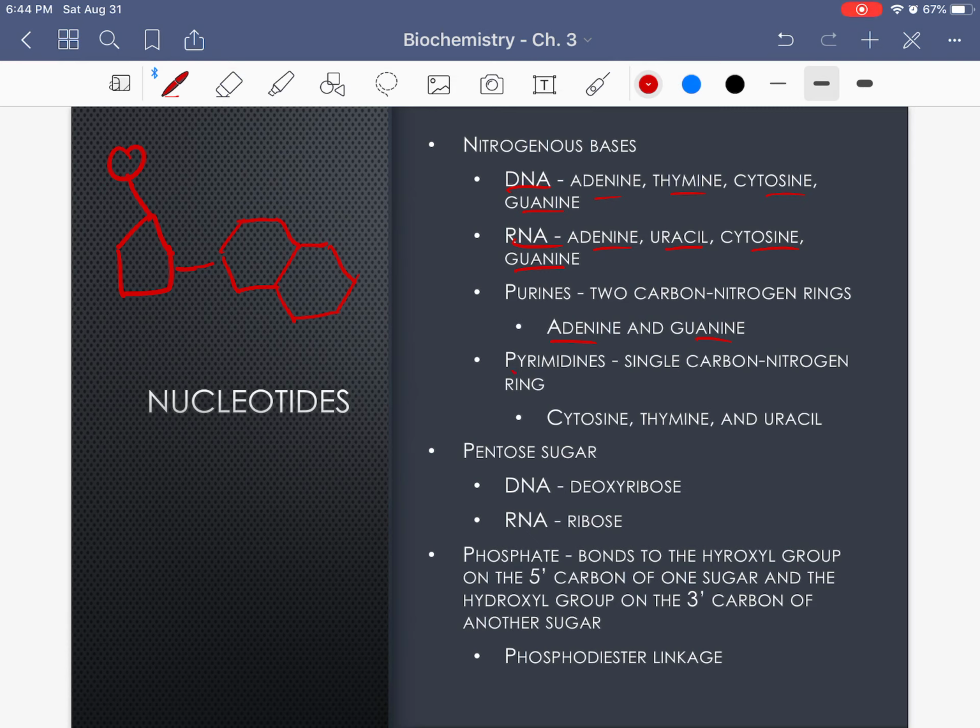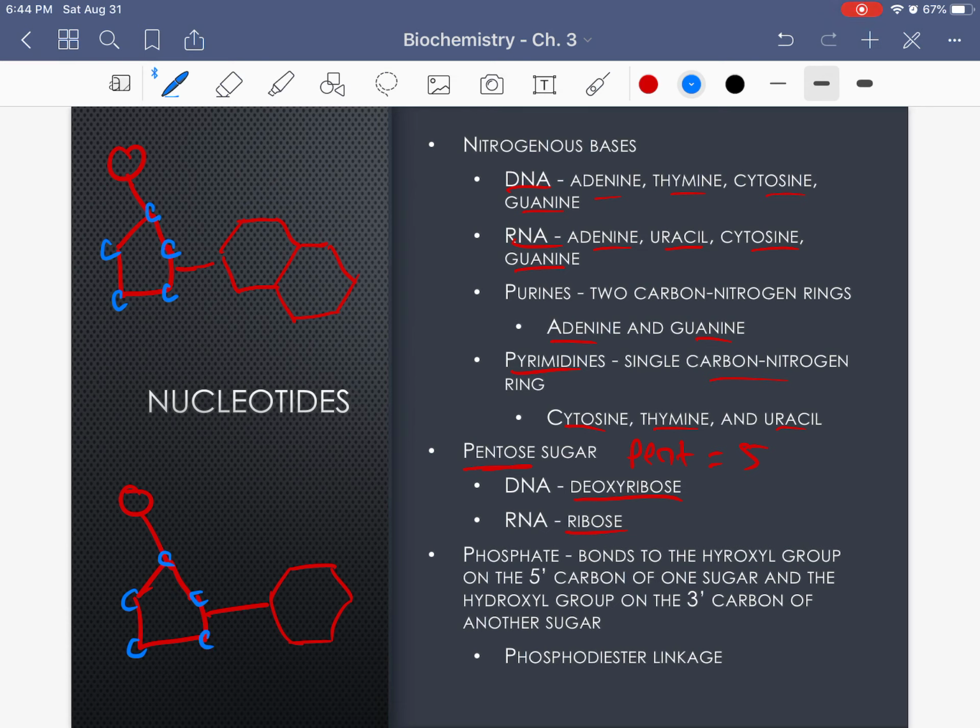Right? A pyrimidine would be a single carbon nitrogen ring. So we'd have a phosphate, a 5-carbon sugar, and then a single nitrogen ring: cytosine, thymine, and uracil. The 5-carbon sugar, pentose, pent means 5, is called deoxyribose in DNA, and in RNA it's called ribose. If we look at our diagrams here, we have a carbon here, a carbon here, a carbon here, here, and here. 5 carbons.